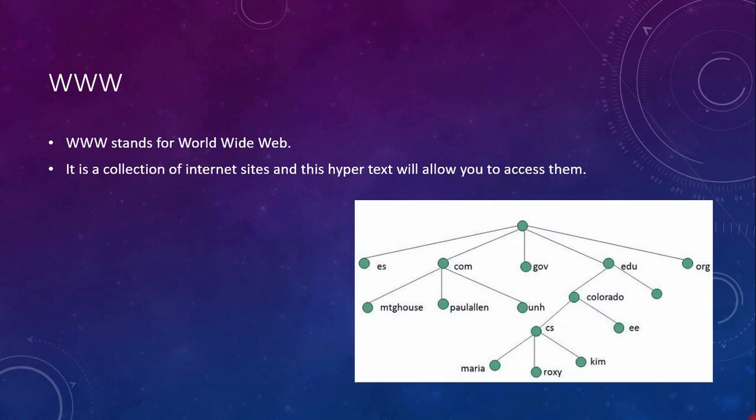You can see the example over here. This is .gov, you're accessing a government site. .edu, that is educational, and this is an organization. .com is subdivided into different parts. So this is how the domain is being served.